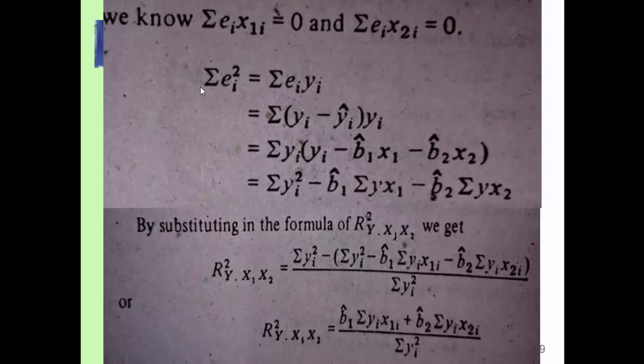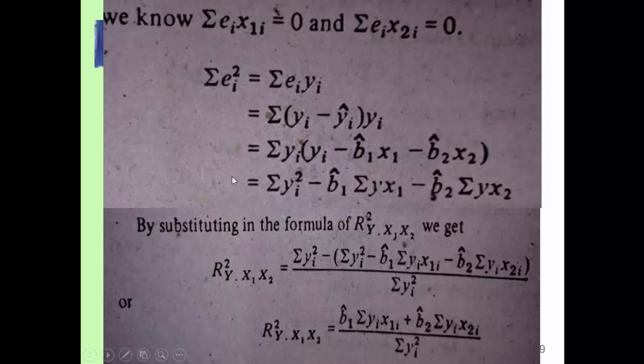Now dear students, we know that this ei is again equal to y minus y hat, and putting the value of y hat again, we get summation y into y minus b1 hat x1 minus b2 hat x2. This is the value of small y hat, and multiplying y with the whole equation, we get summation y square minus b1 hat summation x1y minus b2 hat summation x2y.